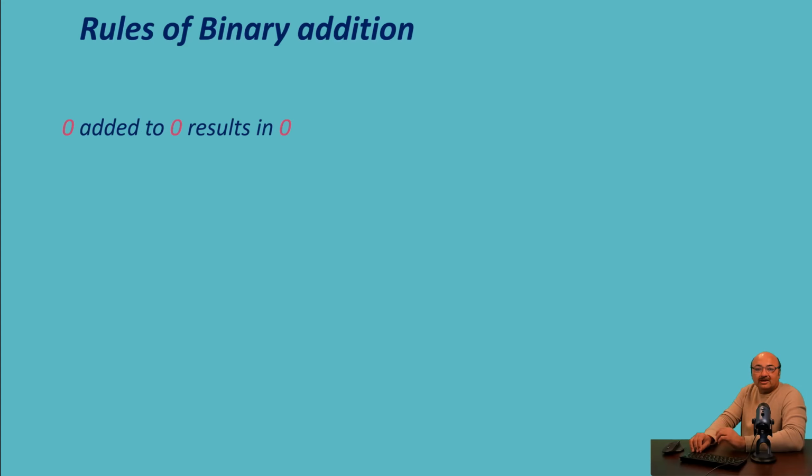When we add 0 and 0 in binary, we get an output of 0. This is similar to how you would expect decimal addition. And when you add 1 to 0, you get 1. Again, this is exactly similar to how decimal addition works. But now the change comes here.